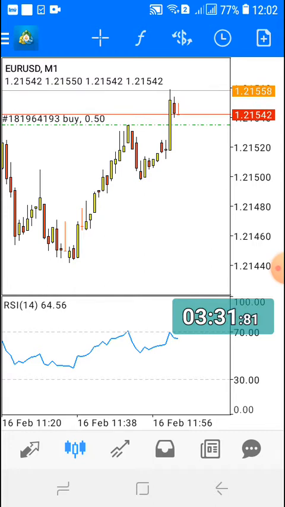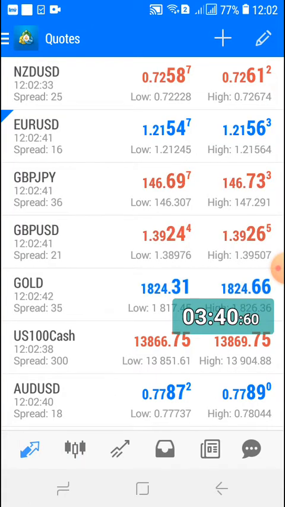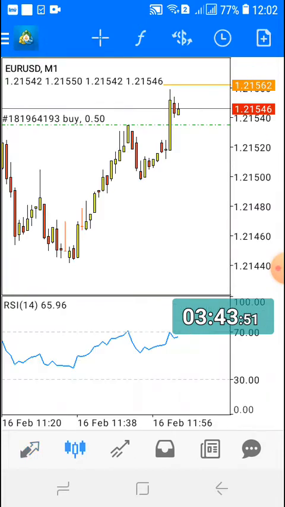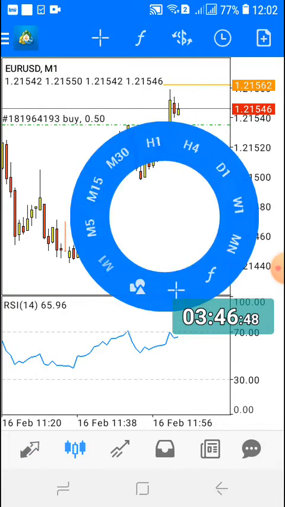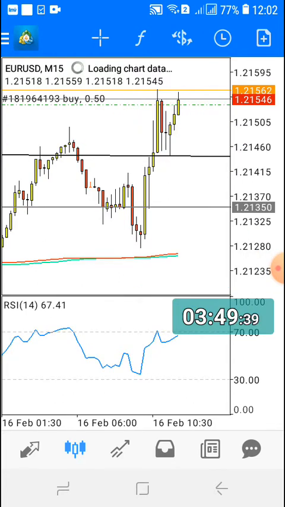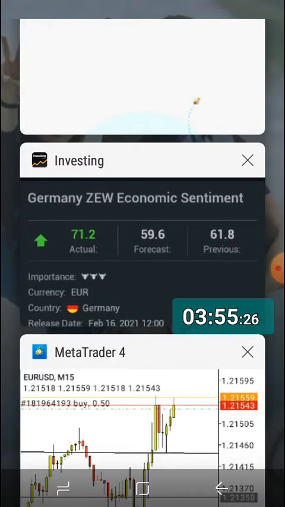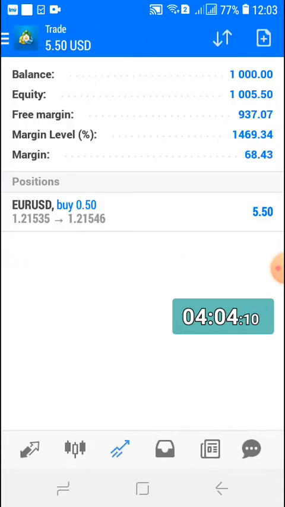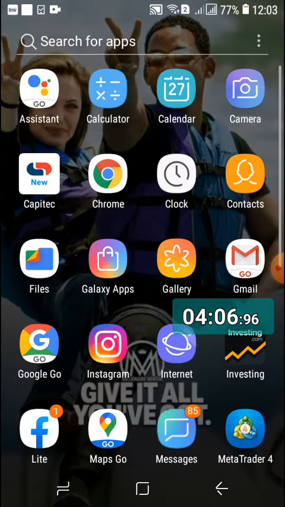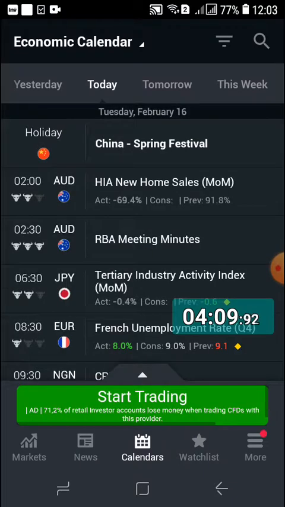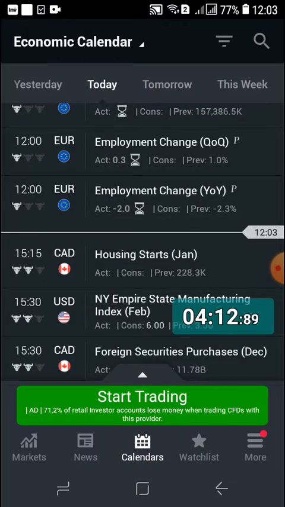So let's see for a few minutes what happens. The spread is still high. It's a demo account just for educational purposes. So I'm going to hold it for just a few minutes, and then I'll be out. The event just started around 12. The event started at 12.